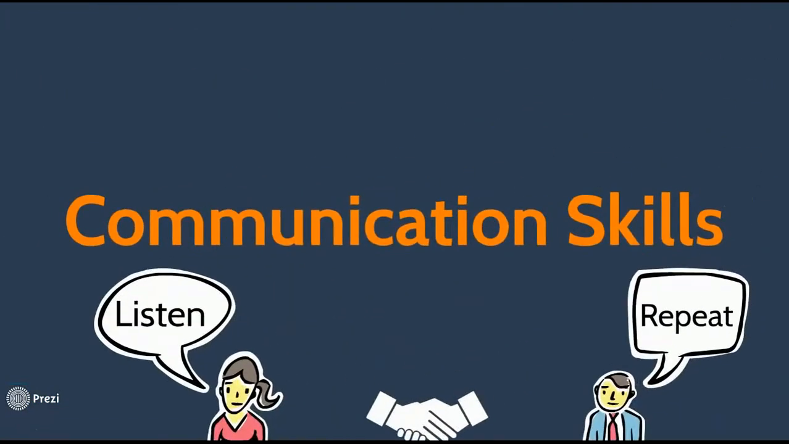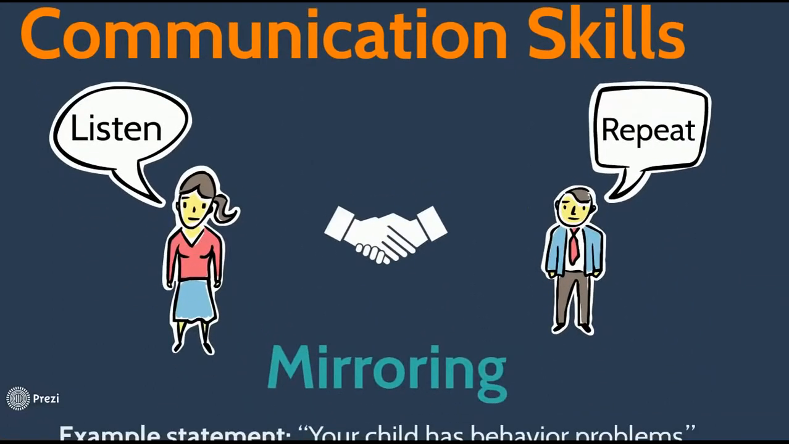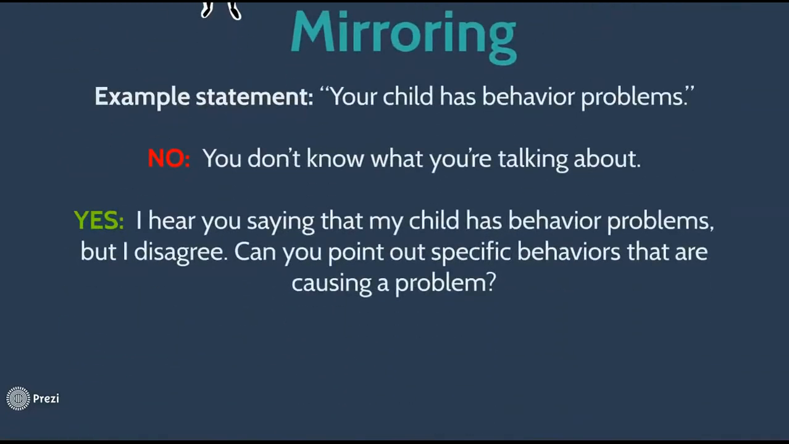Another useful communication skill is to mirror back to someone what they have communicated to you. There are 2 steps to this skill. First, you must listen, and then you repeat. This skill is helpful because it lets the other person know that you are listening to them and that you hear their perspective.